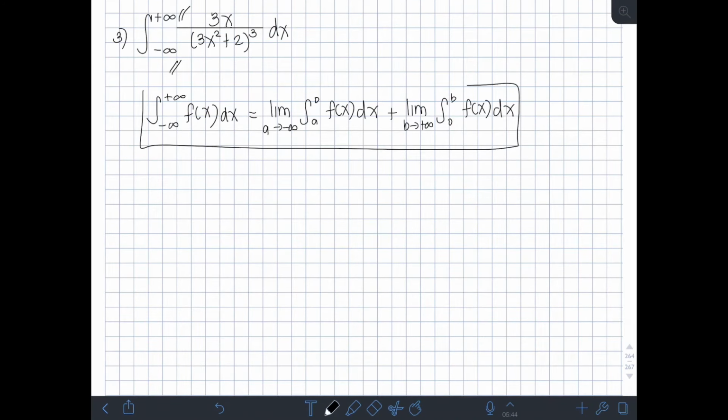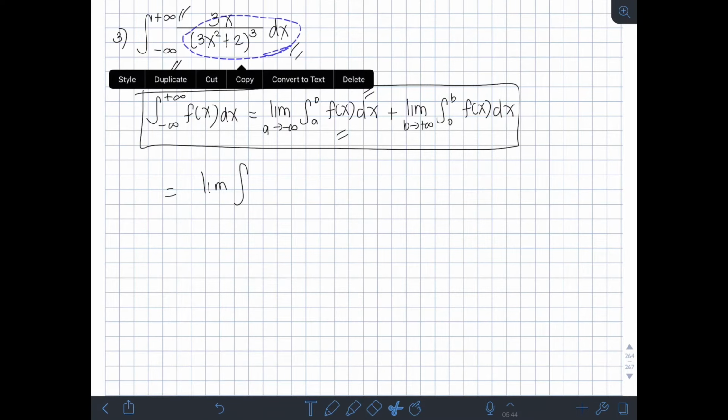So, we will use this formula to evaluate this integral. So, it is equal to the first expression, the limit of the integral, our f of x dx, which is this expression, I will just copy it.